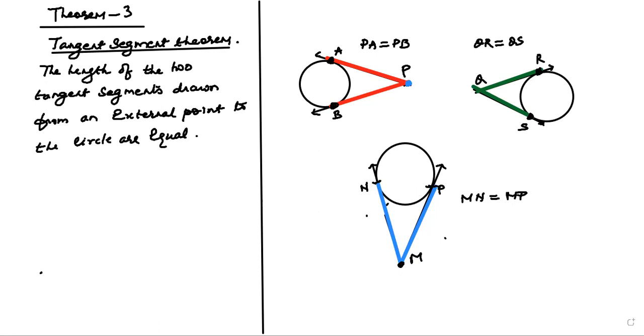Now we go to the next. Children, this theorem is asked in your exam. The proof of this theorem is asked in your exam. See the form in which it is asked, the way it will be asked in a board exam. Prove that the length of the two tangent segments drawn from an external point to the circle are equal.